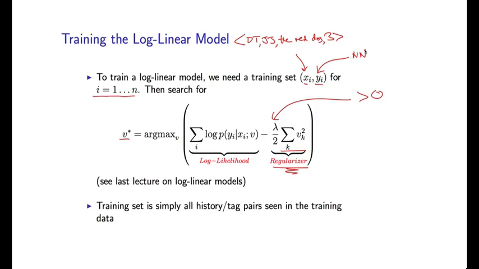So we can take our training examples, our tagged sentences, and for every position in our training examples we can extract a history, and we can extract a tag, and we can use those history-tag pairs as the training examples for training the parameters of a log linear model.